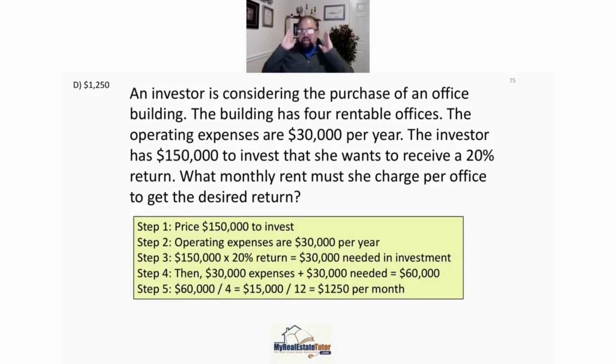Okay, so you can also say it this way. If I rent each unit for $1,250 per month, I'm going to cover 30,000 of operational expenses, and I'm going to make 30,000 on my investment, which is 20% of 150.